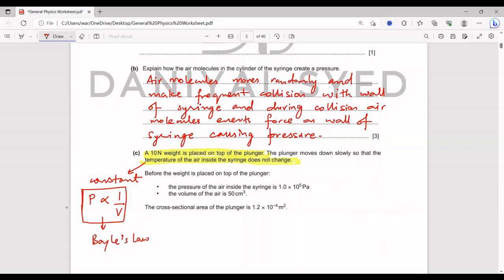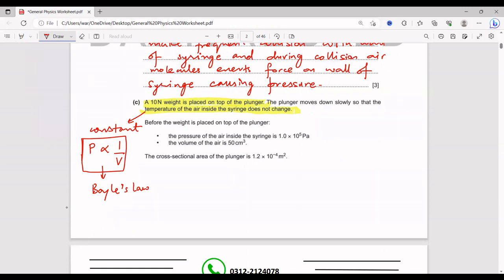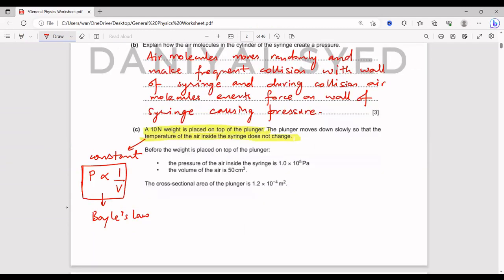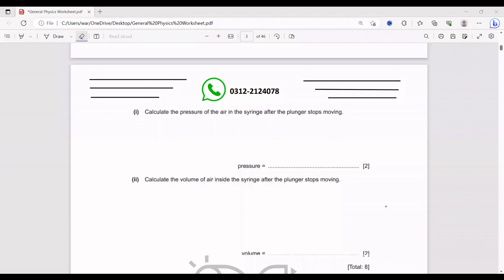Now, before the weight is placed on the top of the plunger, the pressure inside the syringe is 1 exponential 5 Pascal. So this is P1. And the volume of the air is 50 cm cube. This is V1. Now, the cross-sectional area of the plunger is 1.2 exponential. So students, in part 1, calculate the pressure of the air in the syringe after the plunger stops moving.